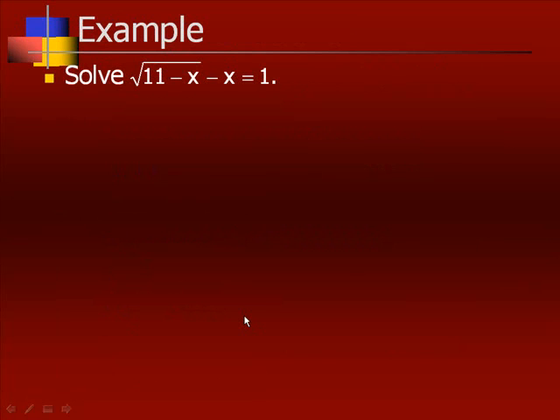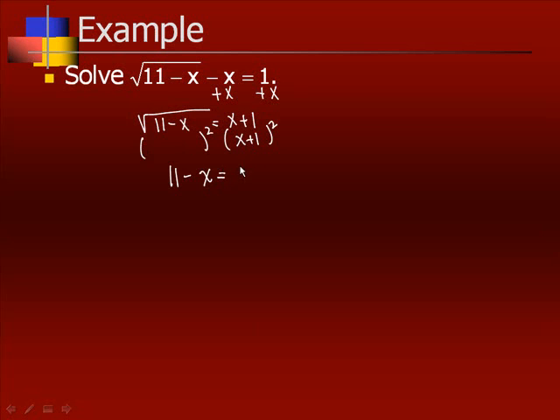So, the square root of 11 minus x equals x plus 1. First thing we're going to do is get the square root on the side by itself. So we'd get the square root of 11 minus x equals x plus 1. We've got the square root on the side by itself, so we're going to square both sides. Well, when you square this square root, those cancel, so the left side becomes 11 minus x. The right side is x plus 1 squared, which is x plus 1 times x plus 1, which if you FOIL that out and combine like terms, we would get x squared plus 2x plus 1.